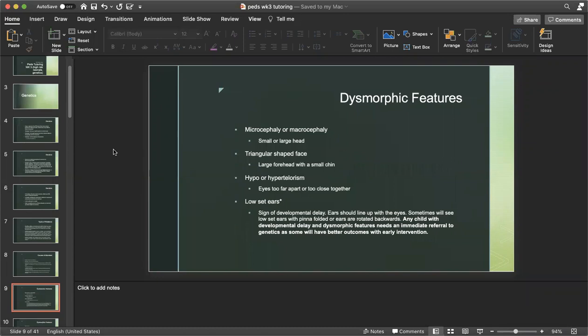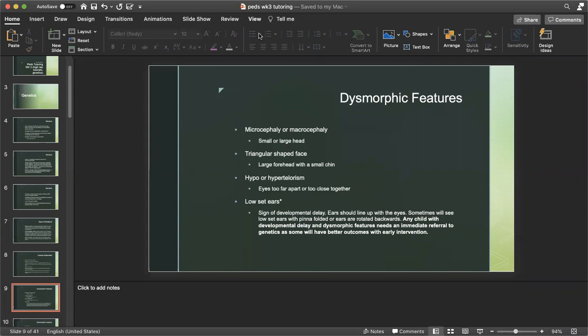So the different dysmorphic features: microcephaly or macrocephaly. Micro, small; macro, large. So microcephaly, small head; macrocephaly, large head; triangular shaped face; large forehead with a small chin. I feel like that's pretty self-explanatory. Hypo- or hypertelorism: either the eyes are too far apart or too close together.